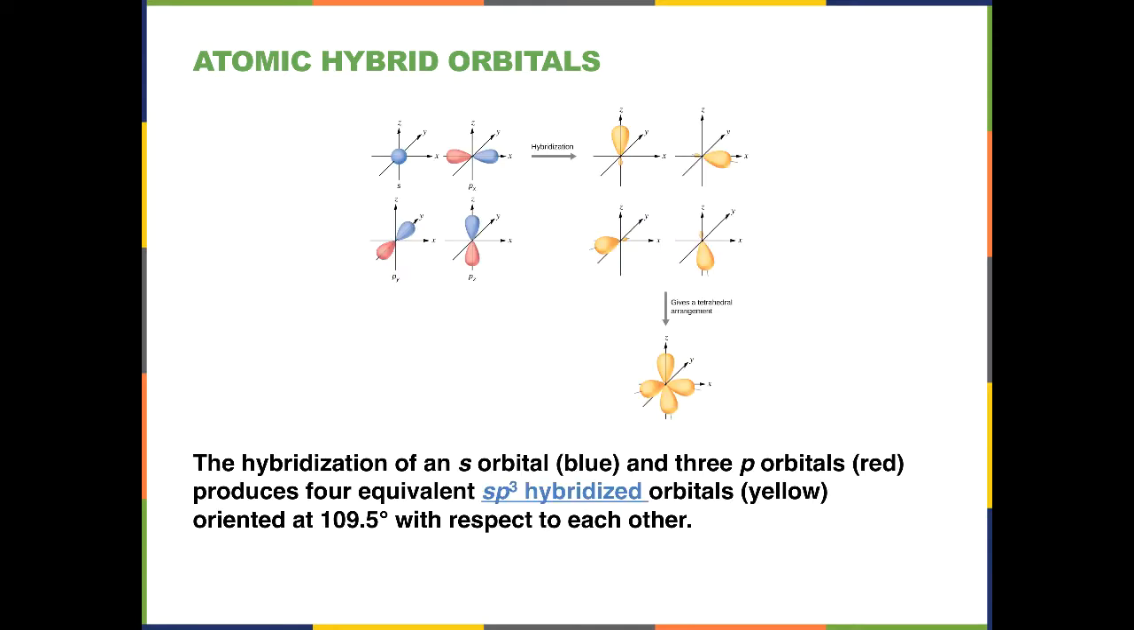Now if we have four, that is, you have each of the p orbitals, the x, the y, and the z, hybridize with a s, you end up with sp3, and you end up with four of them. And you can see here that two of the four are along the two axes, and then the other two are at 109.5 degree angles. And this gives you the tetrahedral arrangement.